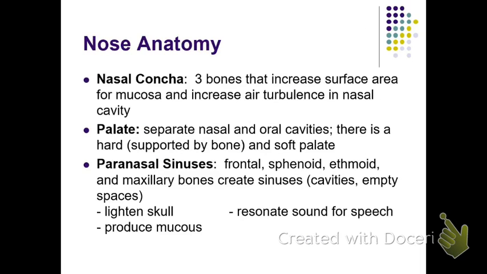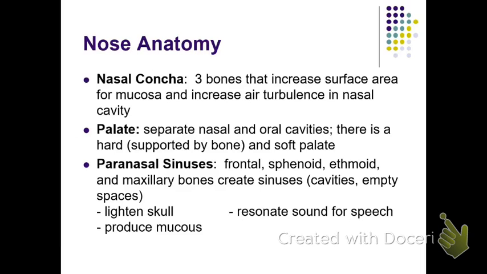So we have some bony structures within the nose, and that is comprised of the nasal concha. And there are 3 distinct bones, and they help increase the surface area for mucosa, and they increase the turbulence in the nasal cavity. And due to this increased turbulence, the dust particles are more apt to hit the mucus and prevent going farther into the respiratory tract.